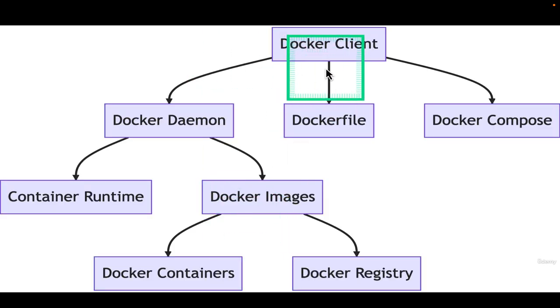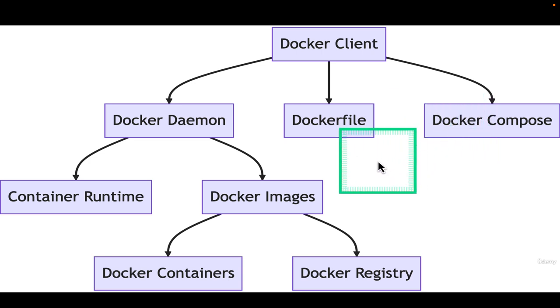So this is some of the components. We have Docker client, which interacts with Docker daemon, and Docker daemon controls container runtime, and Docker daemon controls Docker images, and Docker images spawn Docker containers, and Docker images get stored into a Docker registry. And Docker client also builds and manages Dockerfile, and Docker client can also help with Docker Compose file, which will spawn a multi-container environment, or it will spawn a multi-container application for you.